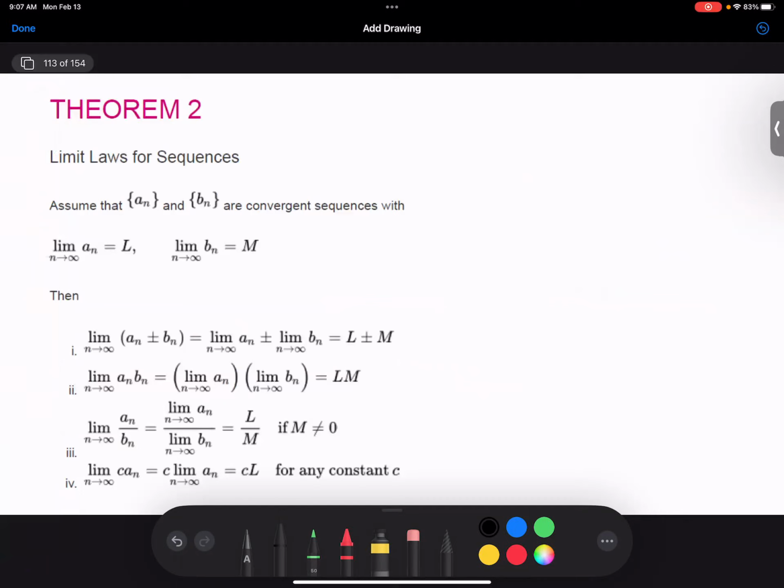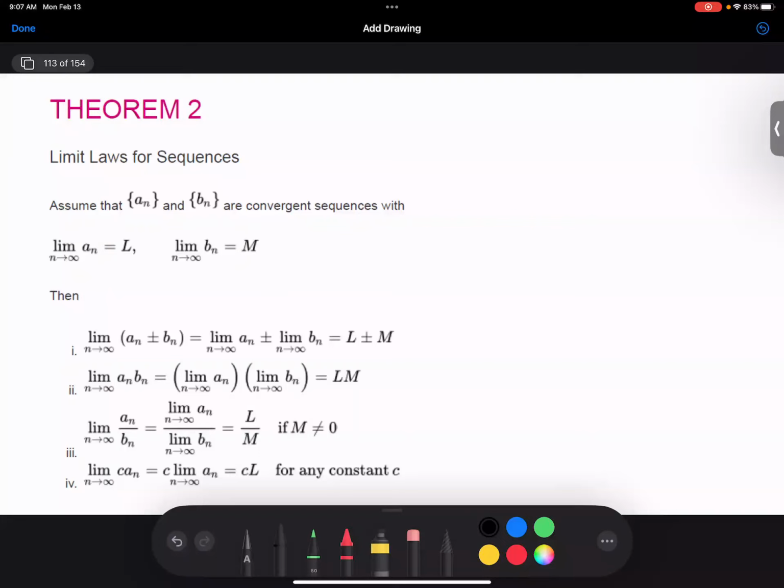All right, so limit laws for sequences. These are basically the obvious laws, okay? Assume a_n goes to L, assume b_n goes to M, then the limit of the sum or difference is the sum or difference of the limits. The limit of the product is the product of the limits. The limit of the quotient is the quotient of the limits. And if I multiply all the terms by C, then the limit is multiplied by C.